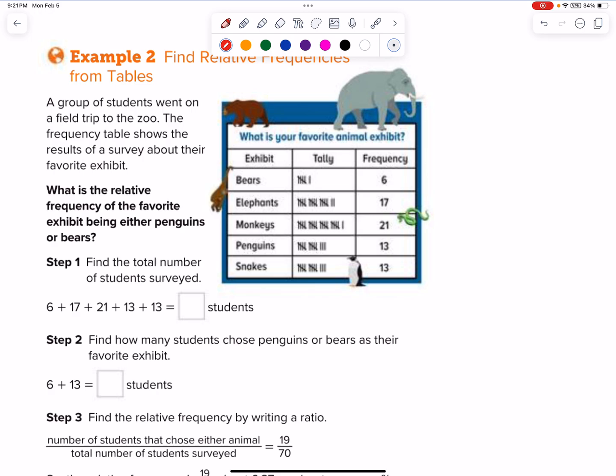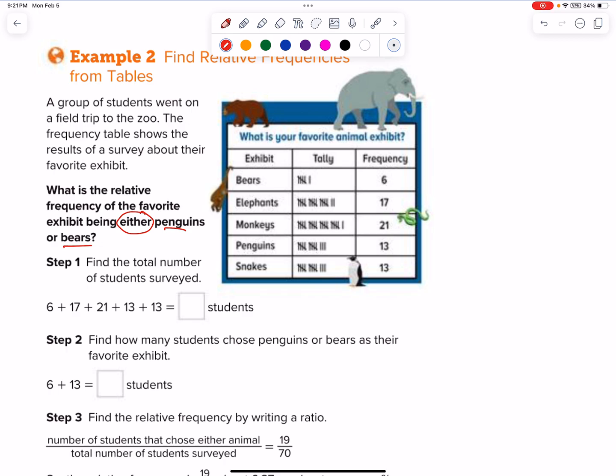So it says favorite exhibit being either penguins or bears. Don't get too tricked up by this word. It just means if you see penguins or bears, we need to include both of them. So step 1, so that we can have our denominator, is we need to find the total number of students surveyed. And then we need to find out how many people chose penguins or bears. So we have our numerator.